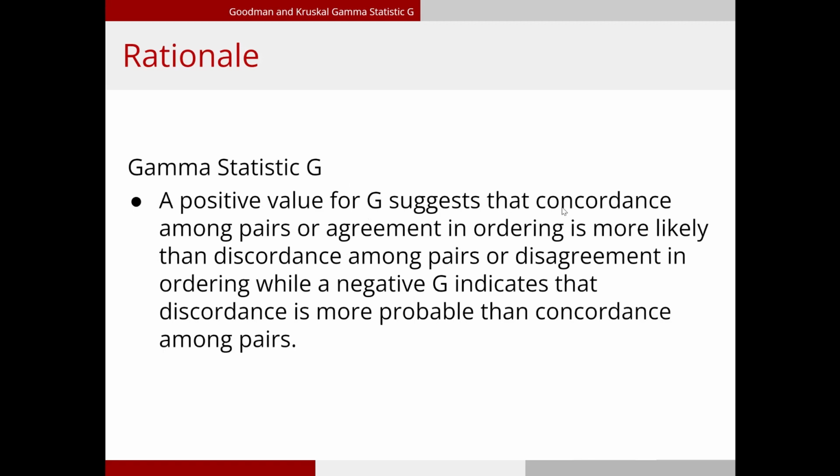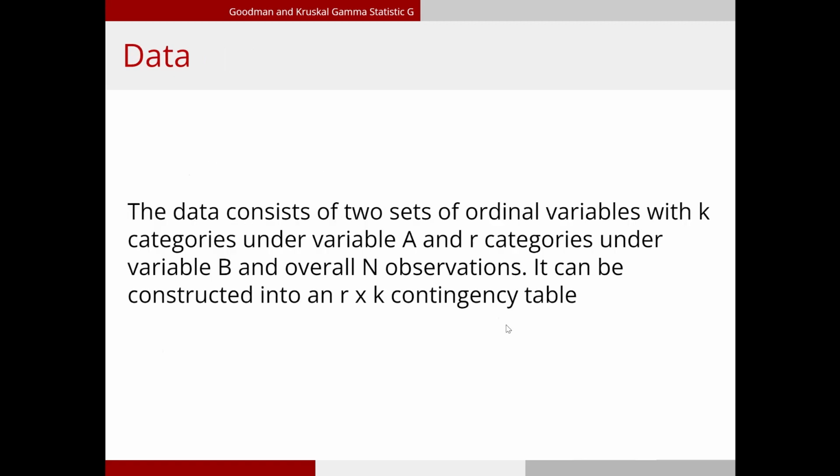A positive value for G suggests that concordance among pairs, or agreement in ordering, is more likely than discordance among pairs, while a negative G indicates that discordance is more probable than concordance among pairs.